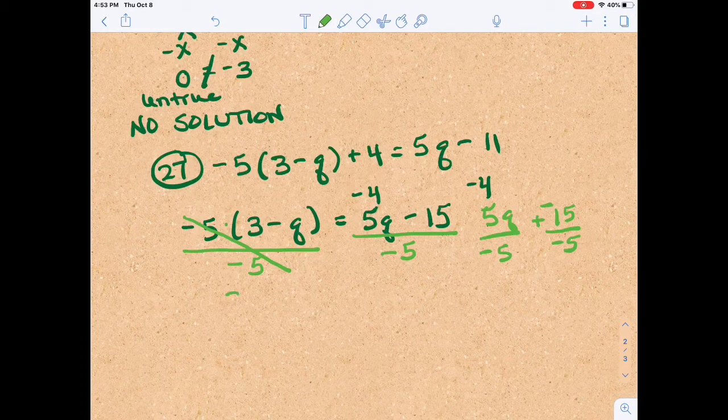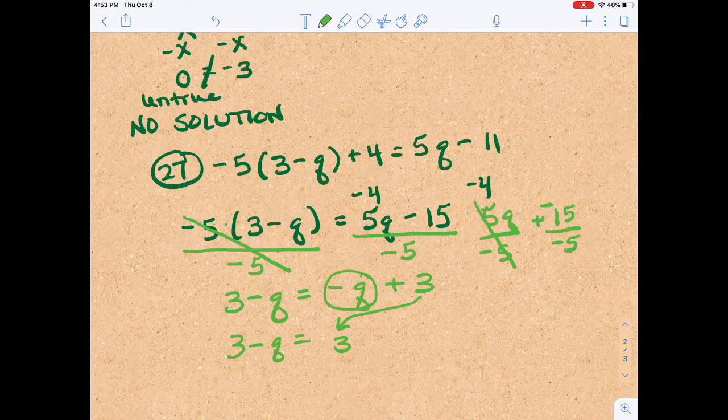So I'm going to get over here 3 minus q equals, and then these cancel. But watch out, there's a positive on top and a negative on the bottom. So I end up with this negative q. And then I have this negative 15 divided by negative 5, so I get plus 3. Now this looks really strange, but if you just rearrange it a bit, you could say this, 3 minus q equals 3 minus q. And so it's a true statement, right? They equal each other, they're exactly the same.